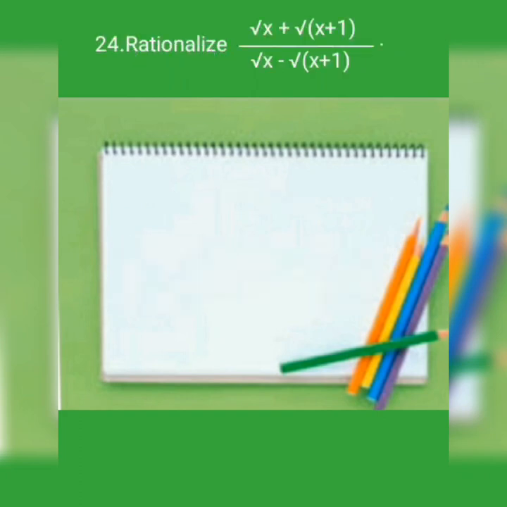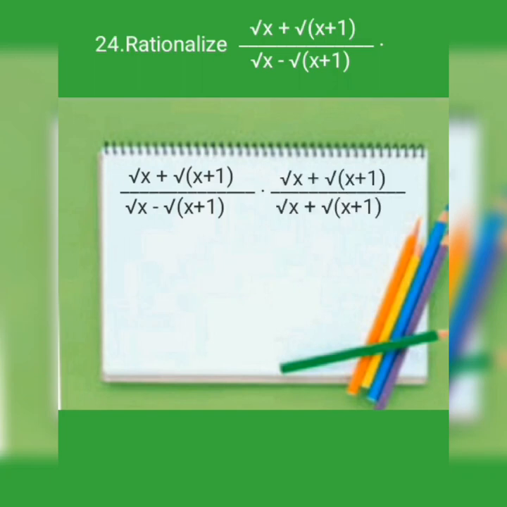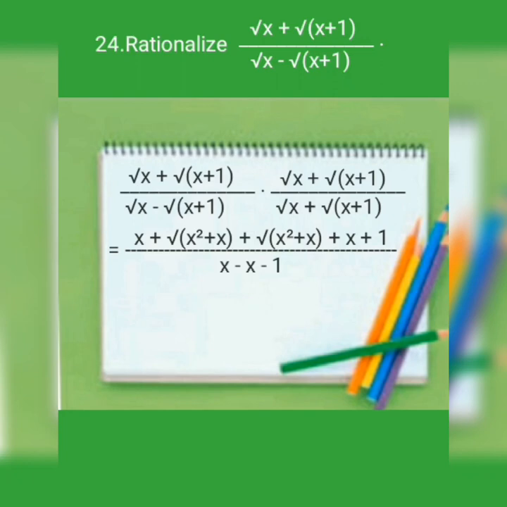Rationalize square root of x plus square root of x plus 1 all over square root of x minus square root of x plus 1. To rationalize, multiply the numerator and the denominator by the conjugate of the denominator, and that is square root of x plus square root of x plus 1. The rationalized form of the given expression is negative 2x minus 2 square root of x squared plus x minus 1.